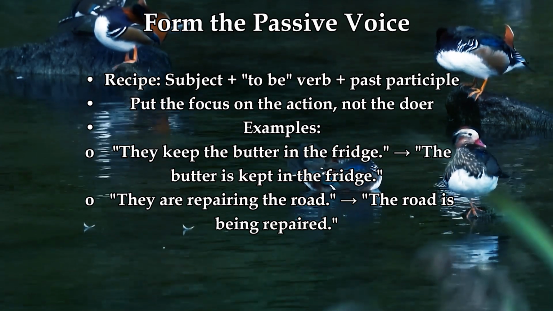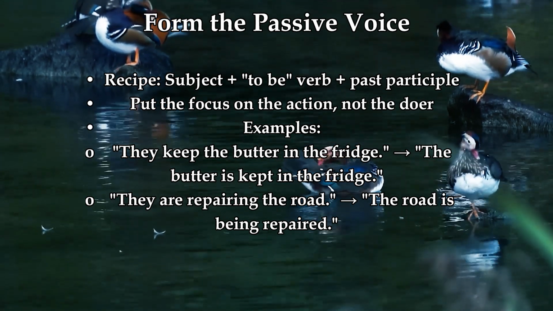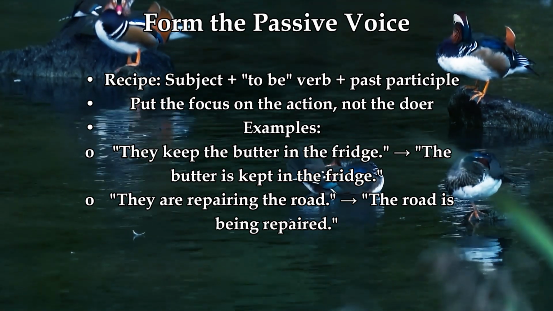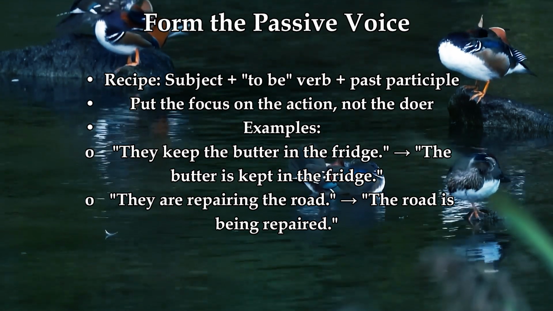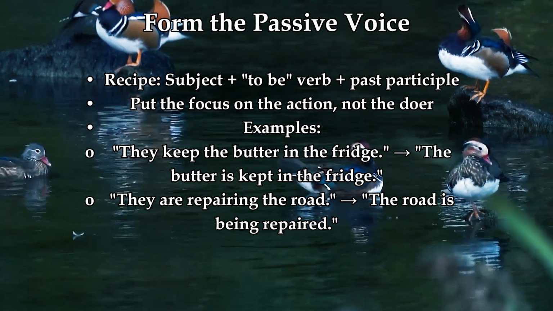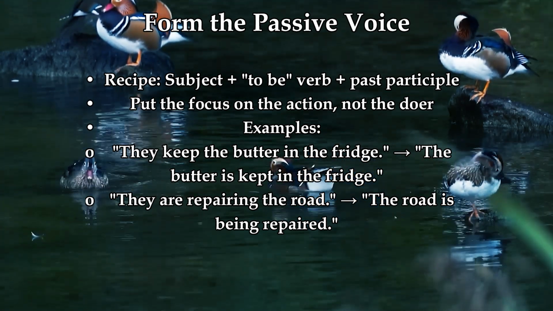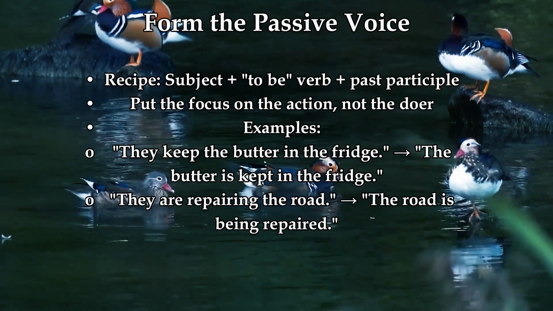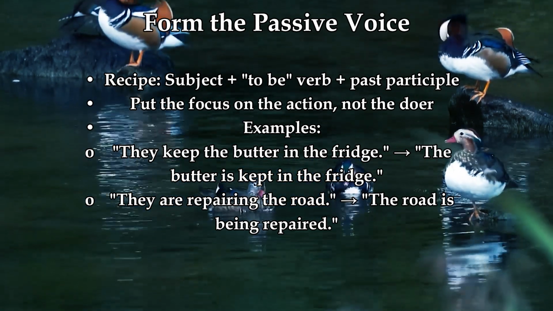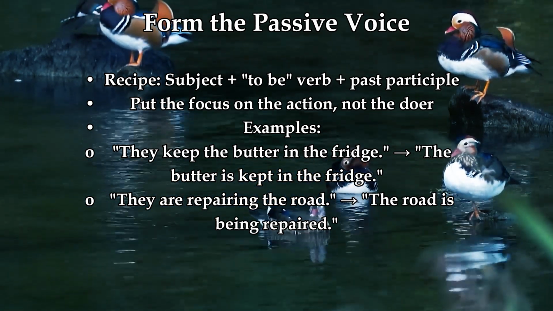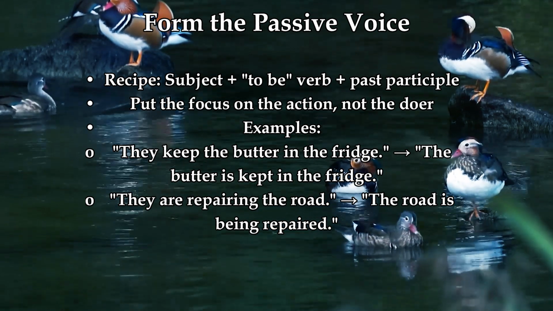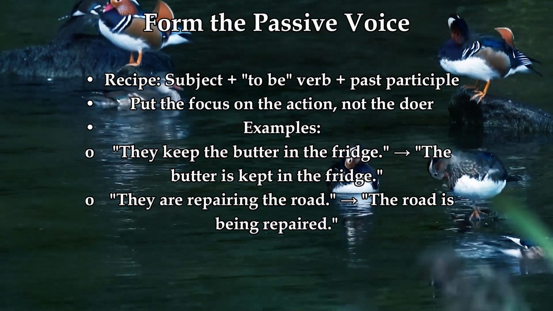In continuous tenses, we add an extra ingredient to the mix, the present participle of "to be," "being," plus the past participle of the main verb. It's like a grammatical garnish that makes the sentence even more flavorful. For instance, active: They are repairing the road. Passive: The road is being repaired.